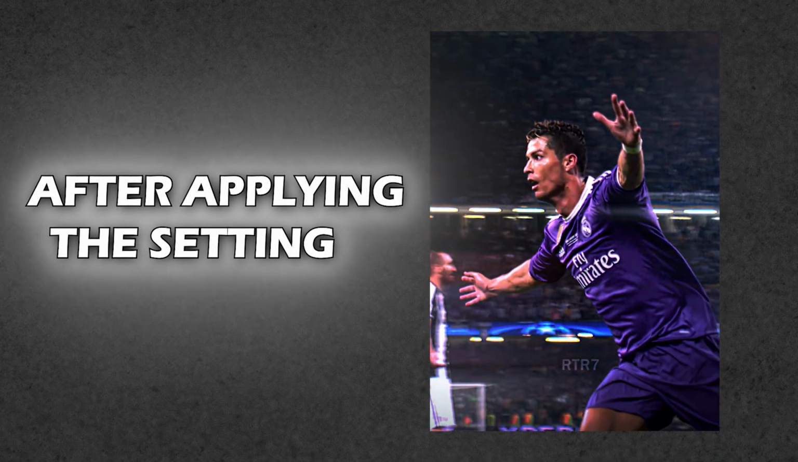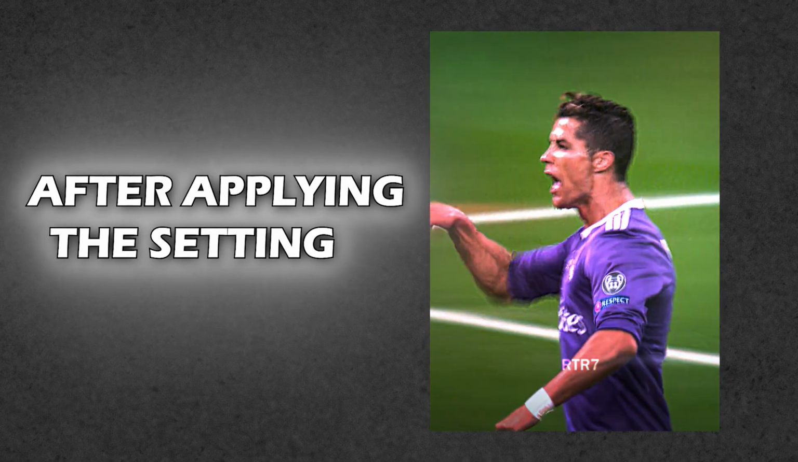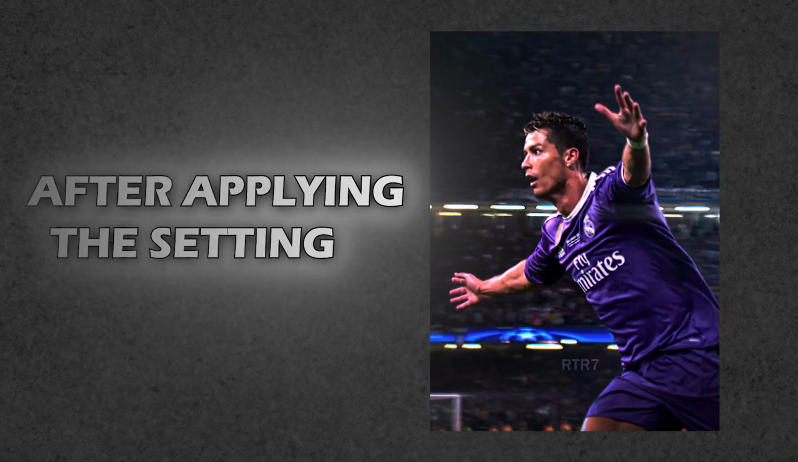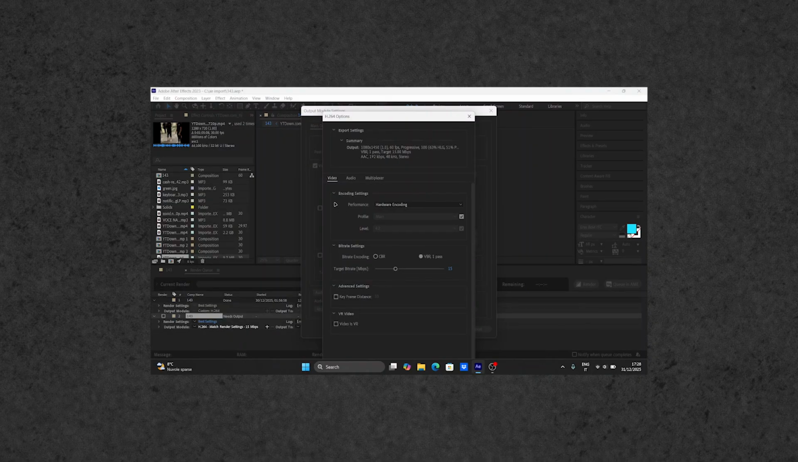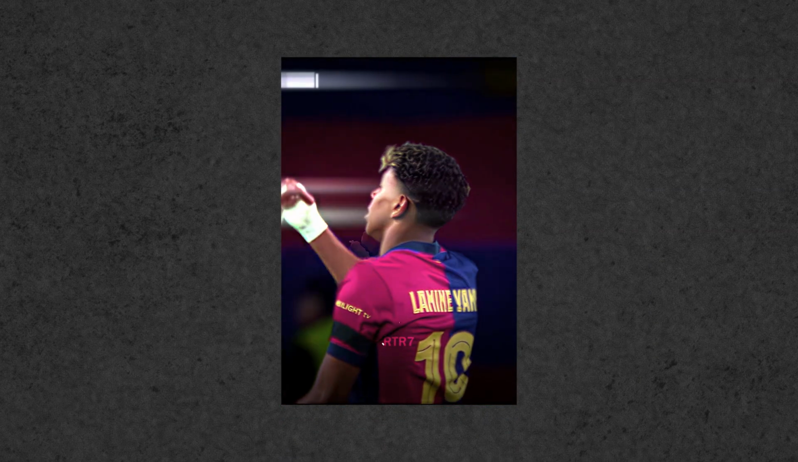So you spent hours making a fire edit, right? Colors looking crazy, transitions smooth, everything perfect. Then you export it and it looks like trash: blurry, pixelated, just horrible, right? So yeah, I've been there too. Today I'm showing you the exact export settings I use so your edits look clean every time you upload. So let's get into it, man.